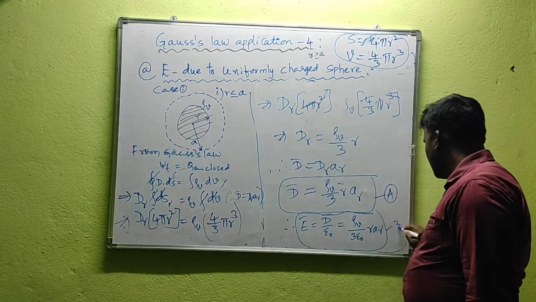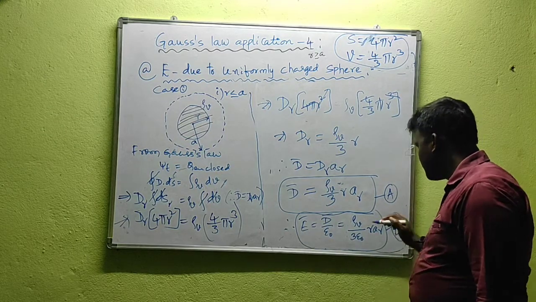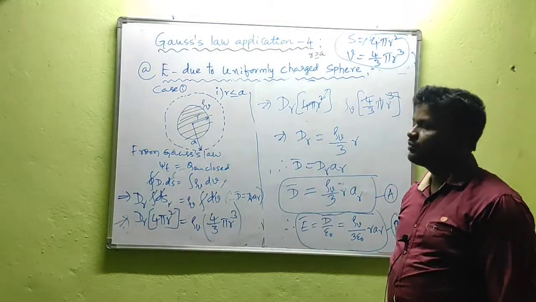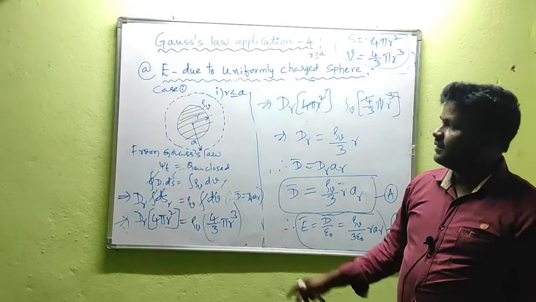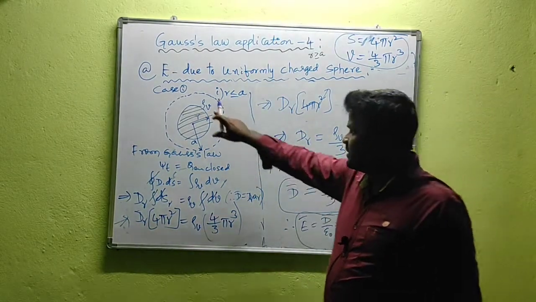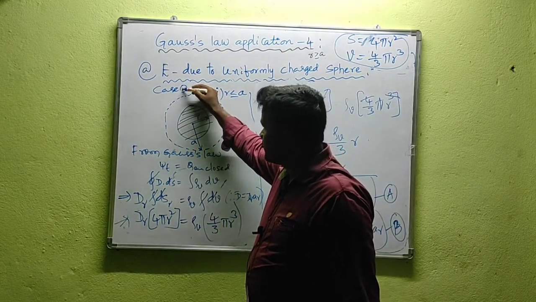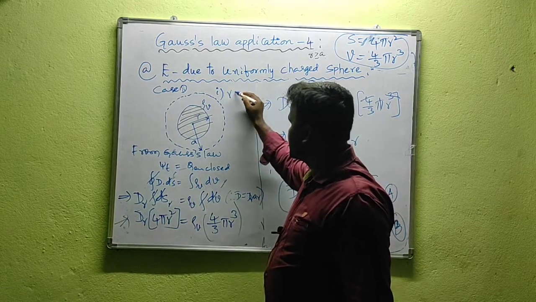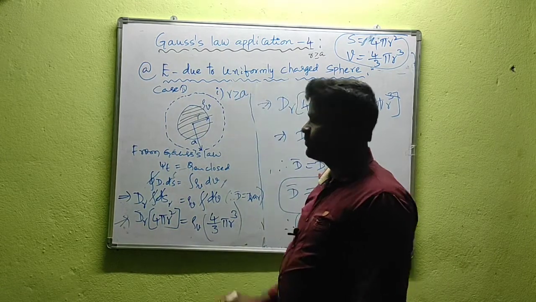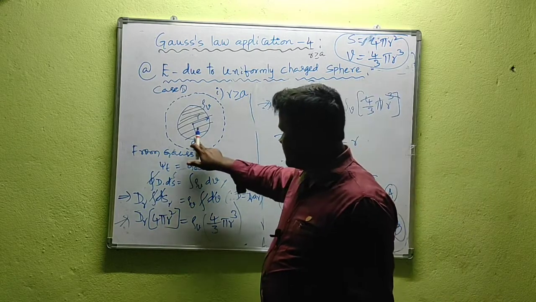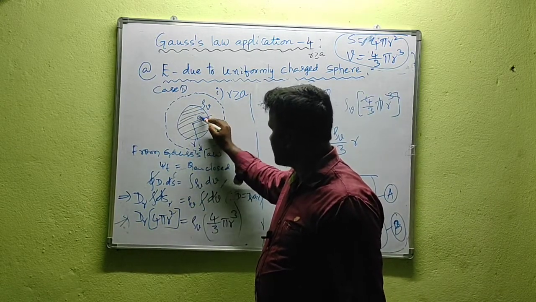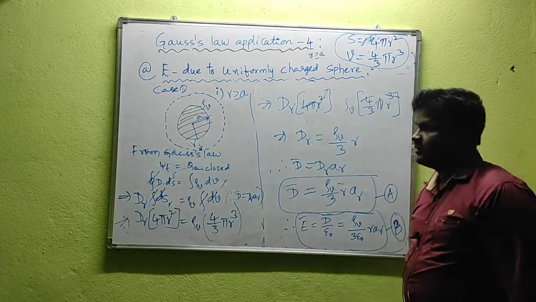Equation B indicates the electric field intensity due to a uniformly charged sphere if r is less than or equal to a. But we need to consider another case, case 2: r is greater than or equal to a. In that case the r is changed to a, for r greater than or equal to a.